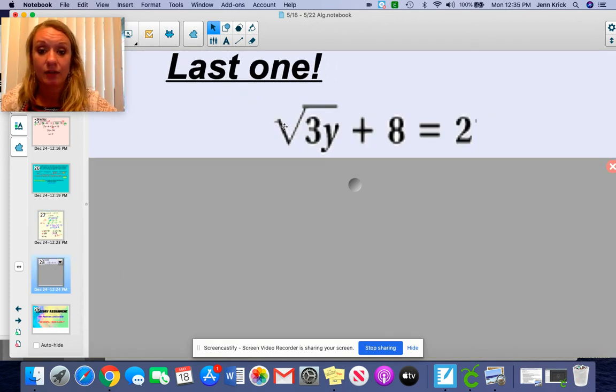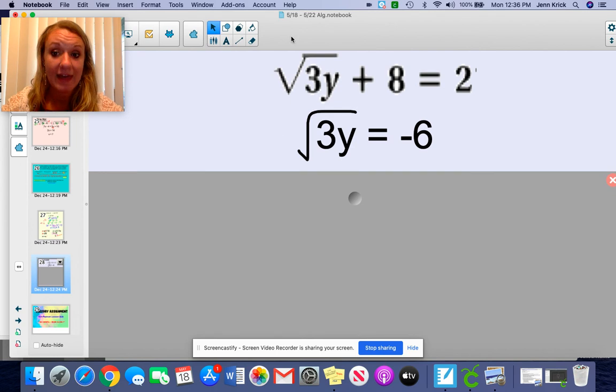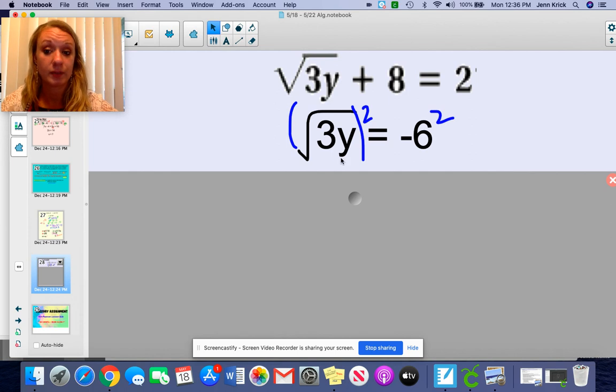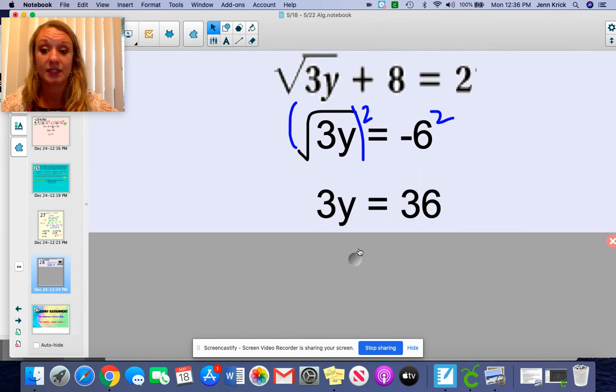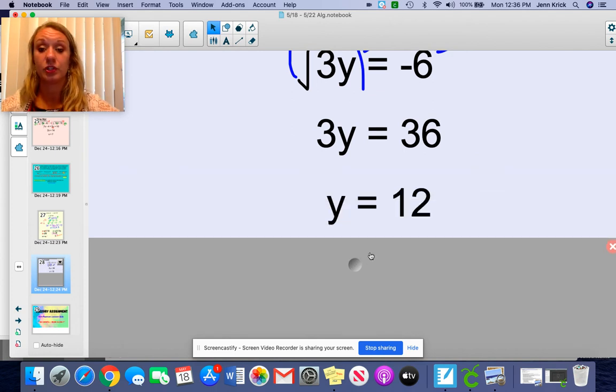Here we are. We've got square root of 3y plus 8 equals 2. I want to isolate my variable, especially with my radical sign. So the first thing we're going to do is subtract 8 from both sides. When I do that, 2 minus 8 gives me a -6. Now, to start getting my variable alone, I need to get rid of this radical sign. So I'm going to square both sides. Looks like that. When you do that, it'll just be 3y, and then -6 times -6 is a positive 36. When you divide both sides by 3, you get that y is equal to 12.